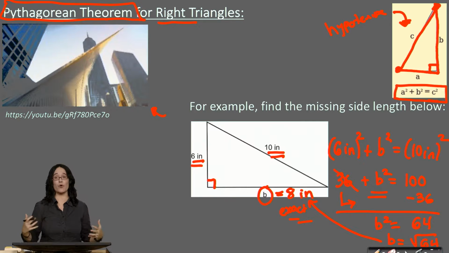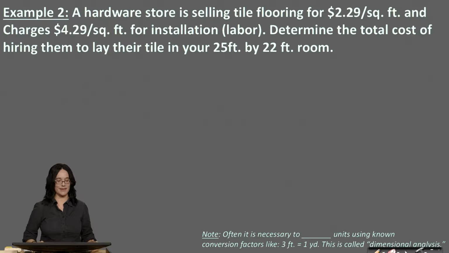In the next example, we're going to now apply area, perimeter, and a real-life application. Let's see what we can do. Example 2. A hardware store is selling tile flooring for $2.29 per square foot. It charges $4.29 per square foot for installation, also known as labor. Determine the total cost of hiring them to lay your tile in your 25 by 22 foot room.